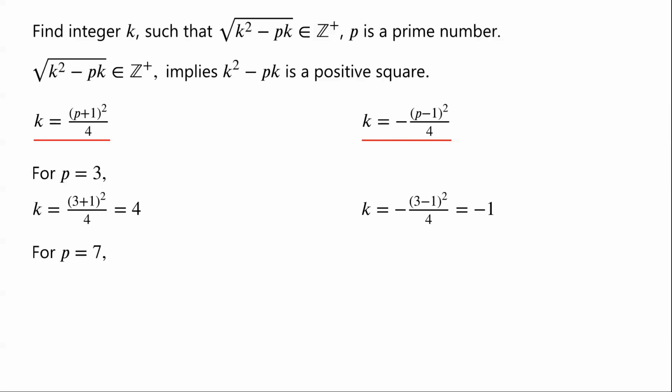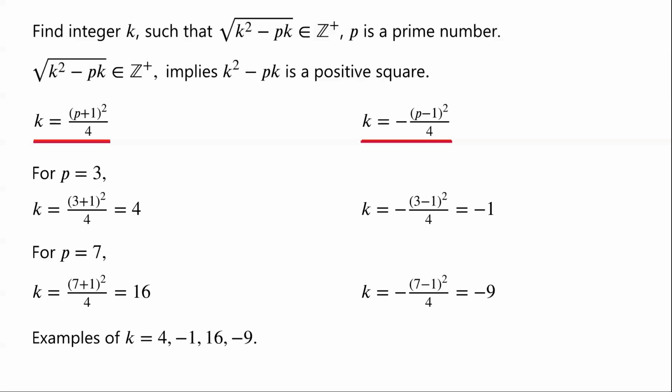For p equals 7, the positive value of k equals (7 plus 1) all squared, over 4. Which is 8 squared over 4. Which is just equal to 16. The negative value of k equals negative (7 minus 1) all squared, over 4. Which is negative 6 squared over 4. Which is just equal to negative 9. Examples of k are 4, negative 1, when p equals 3, and 16, negative 9, when p equals 7.